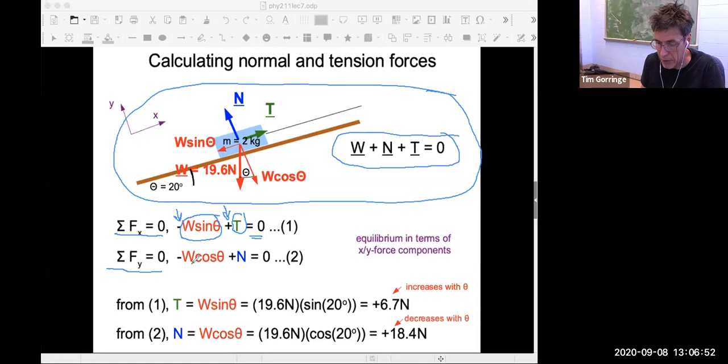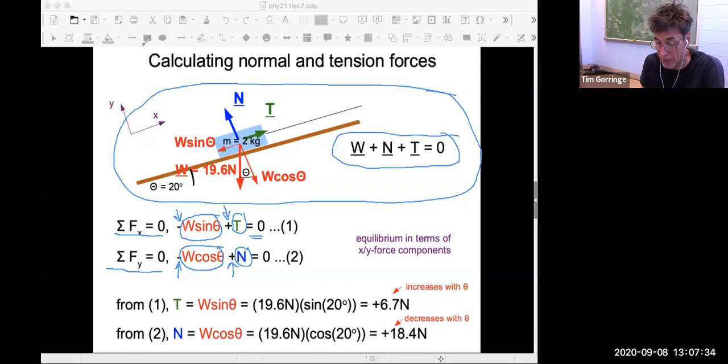Similar thing for equilibrium in the y direction. So in the y direction, there's the normal force that's acting perpendicularly to the incline in the upwards, in the positive y direction. And then there's this component of gravity, W cosine theta, that's acting down, perpendicular to the incline. And so those are the two forces that are acting in the y direction. And again, there's one of them that acts in the positive y direction, that's the normal force, and one of them acts in the negative y direction, that's a portion of gravity, and that's how they conspire to cancel each other out. So this is equilibrium in the y direction.